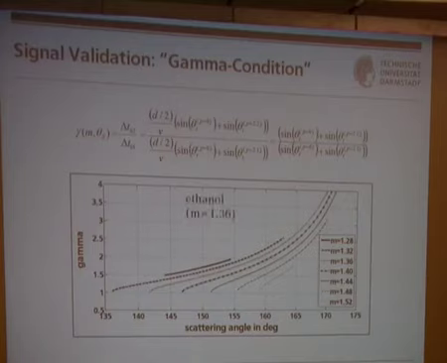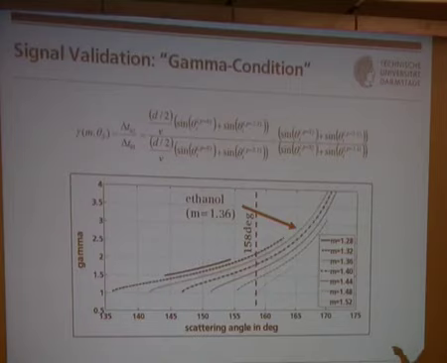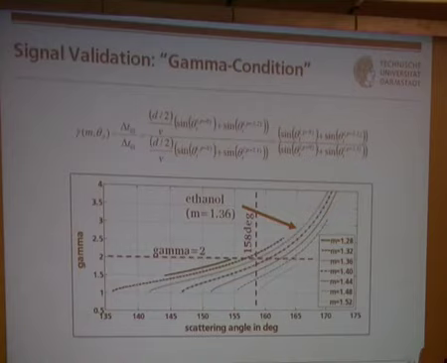You have this diagram, and you can use this validation principle to validate the time shift signals. So let's take a typical case, an ethanol spray, with scattering angle 158 degrees. It means the theoretical value of gamma is fixed. You are looking at each signal, and if the signal doesn't have the value of gamma equal to that, you should reject the signal.